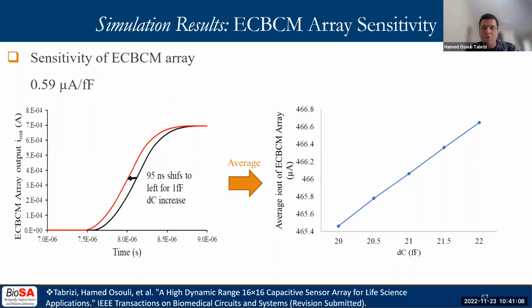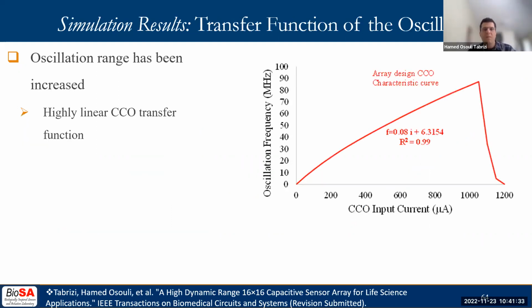The results show 0.59 microamp per femtofarad change in the average of current, which shows an increase of about 3 times compared to chip 1. The current waveforms in time domain for a 1 femtofarad change in the input differential capacitance is shown on the left side. The red curve relates to a higher input, and its average is higher as expected.